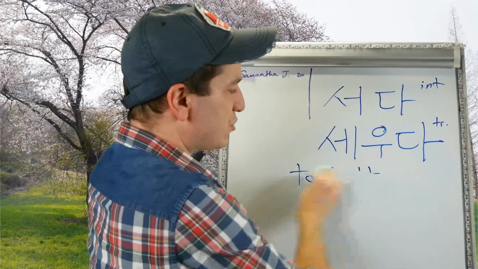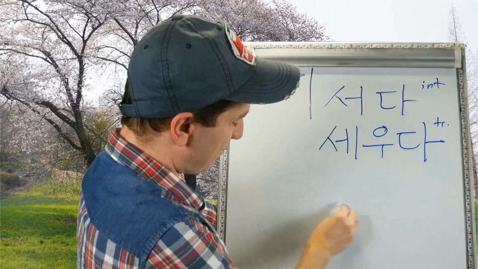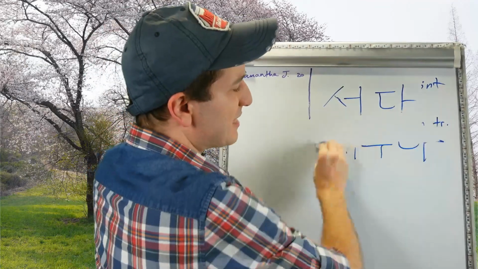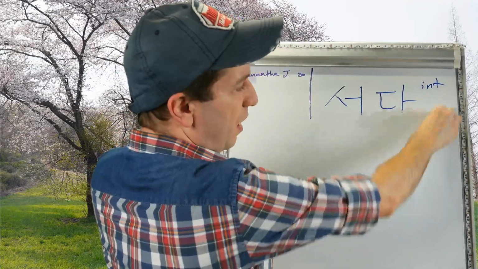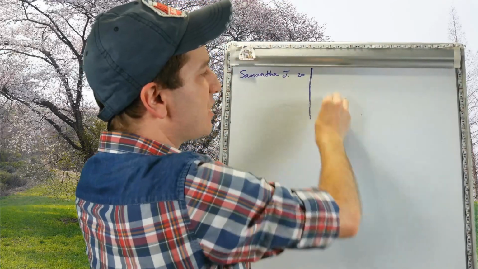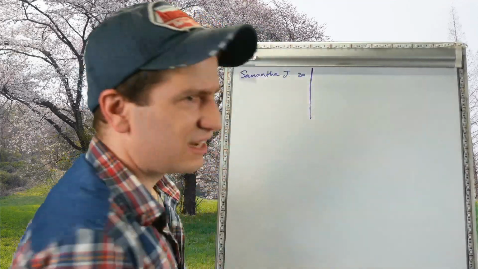세워주세요. 서다 is an intransitive verb, so that means it can take a subject. So you can have like 버스가, but 세우다 is a transitive verb. That means it takes an object. So you'll use the object marker with what you're stopping. And that means you are actually, or someone is actually the one that's directly stopping something. So not that the bus stopped, but someone stopped the bus.